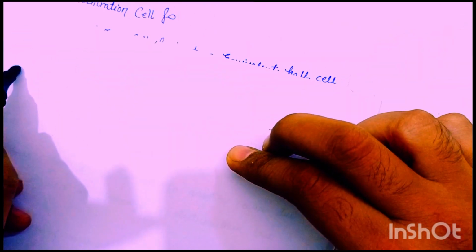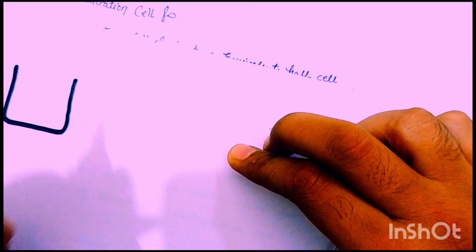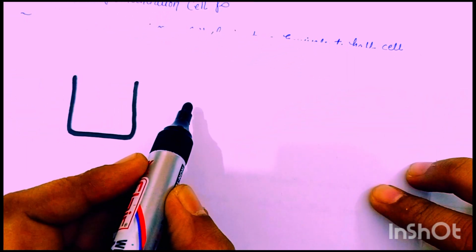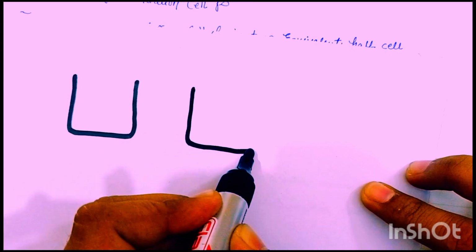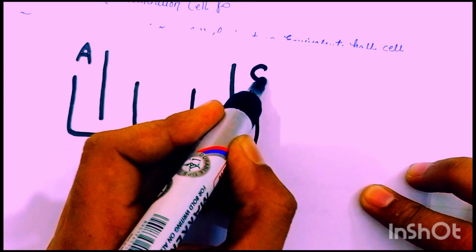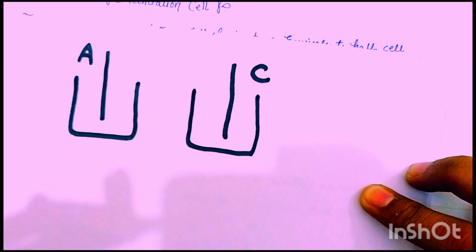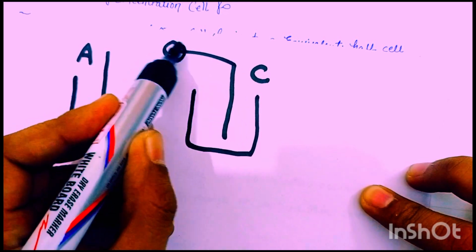It is similar to the galvanic cell or the electrolytic cell. A galvanic cell or electrolytic cell has two containers. One container is the anode and the other is the cathode. Let it be indicated by A for anode and C for cathode, and it is connected to the external circuit.